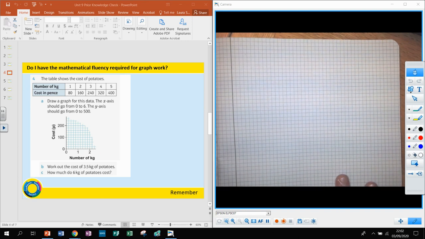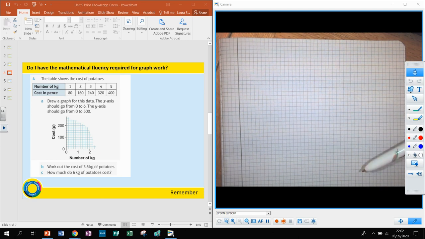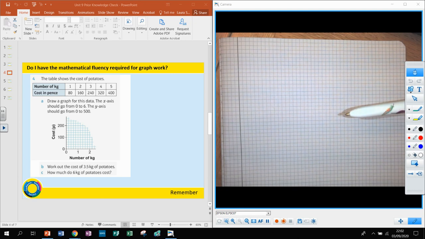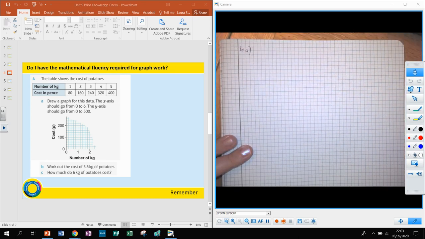Now, they've been quite nice in this question in that they've given us a starting point for our axes and how we create them. Sometimes they won't provide you with that, so you have to decide what's appropriate in terms of a scale. That is a skill you need to develop through practice, and that's one of the reasons why we are choosing this unit first. For this question, they've given us a table which represents the cost of potatoes depending on the number of kilograms, and for part A, they want us to draw a graph for the data.